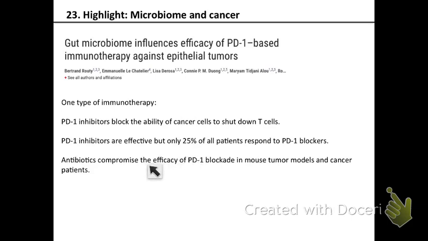What they found is that there are a bunch of beneficial bacteria in the gut, they suspect, that increase the efficiency of these PD-1 inhibitors. For example, if the patient takes an antibiotic before the treatment, that reduces their chance of responding to the treatment, right? So that means that not all bacteria are bad. Some of them are good and some of them are bad, right?